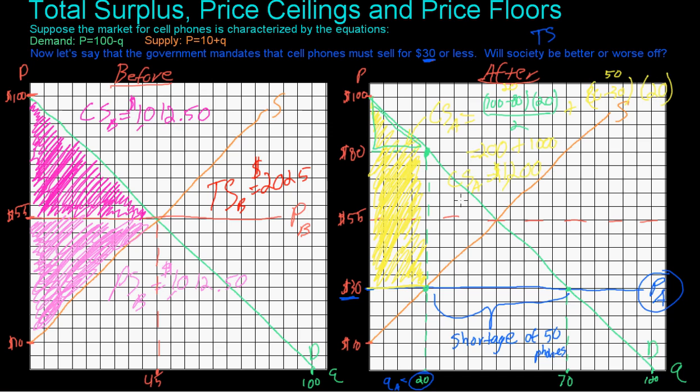So consumers in this market are actually better off because $1,200 is more than $1,012.50. But we're going to see pretty quickly that the market as a whole, or that society as a whole, is actually worse off. So I kind of jumped the gun and told you what we're actually going to see at the end, but I think it'll make a little more sense as we go.